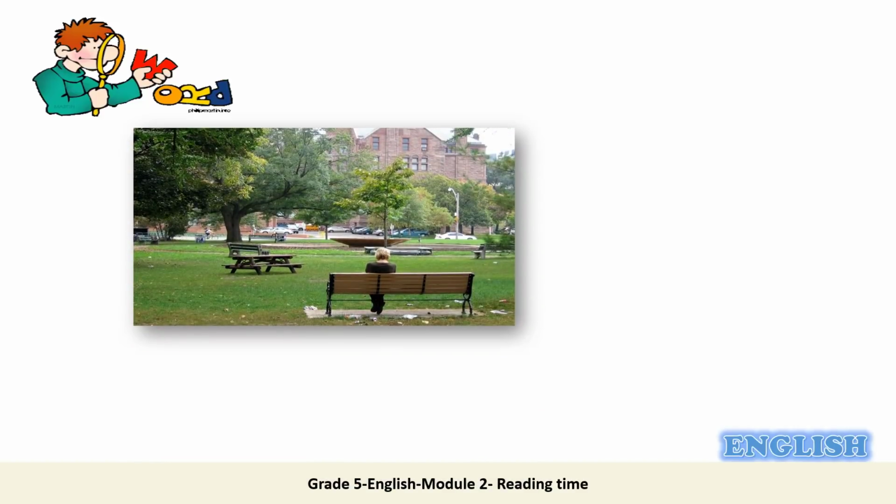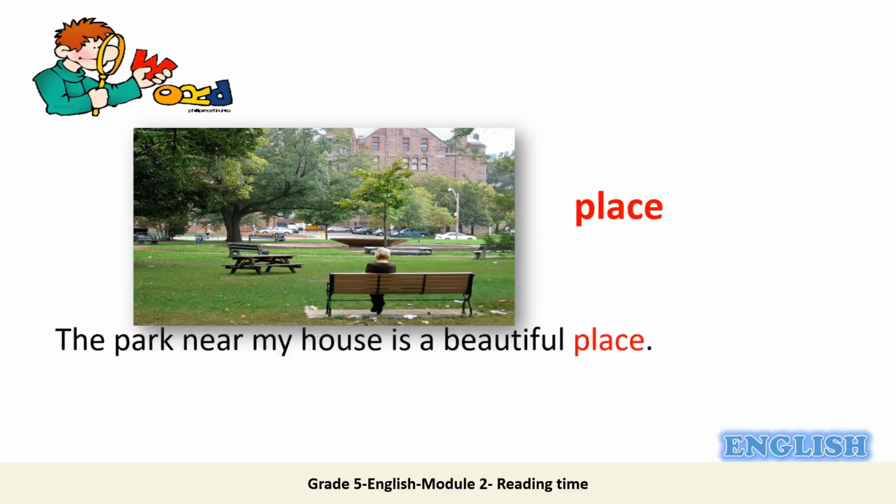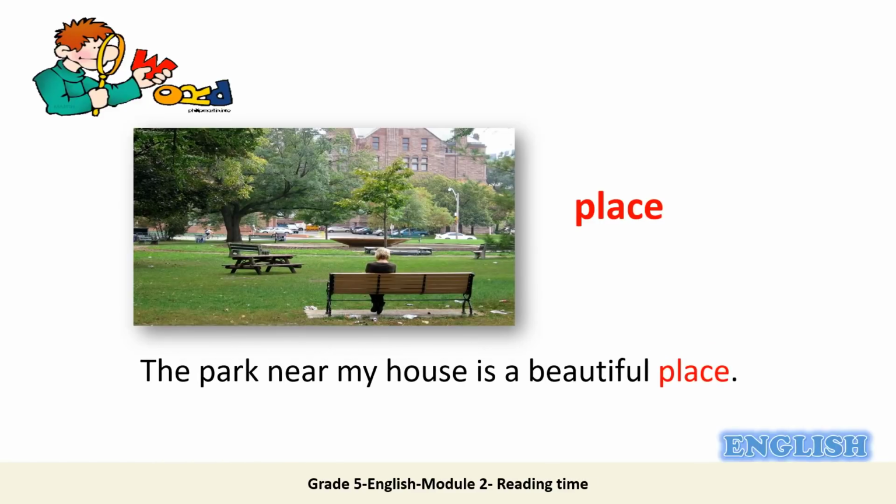Where is the boy in the picture? What is he doing? Yes, he is sitting on a bench in the park. The park is a place that kids like to go to on the weekends. Place, place. Let's read the example. The park near my house is a beautiful place. Place here is a noun.